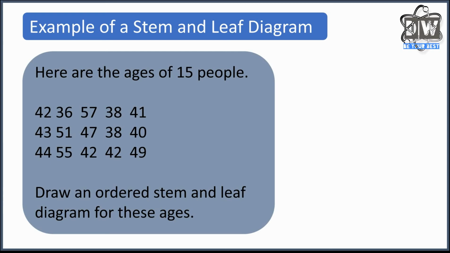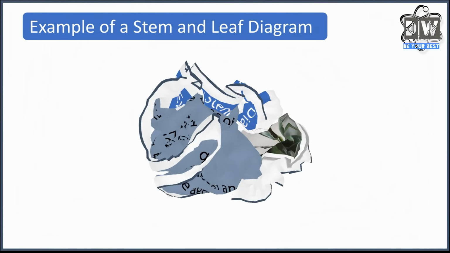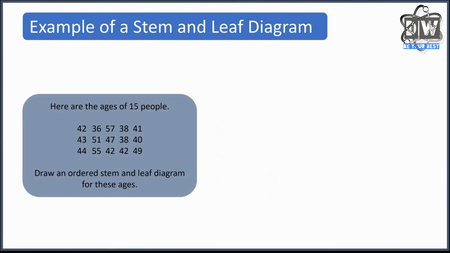Okay, so we've got people's ages, 15 people, draw an ordered stem and leaf diagram. Now, the ordered part means smallest to largest, and the stem and leaf part is represented, and I'm going to show you an example of that. Now, the key is, and I always forget to do this myself, to write a key at the end. So just remember that as we go through. But I'm going to do the first one for you here.